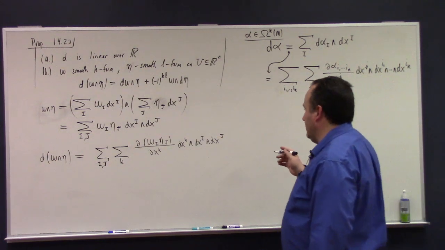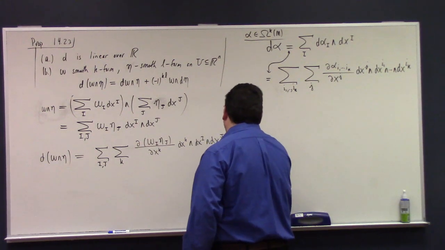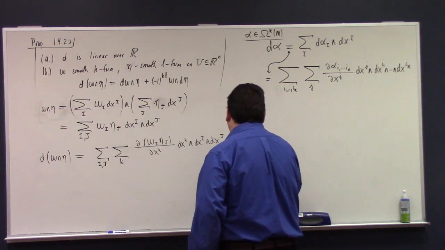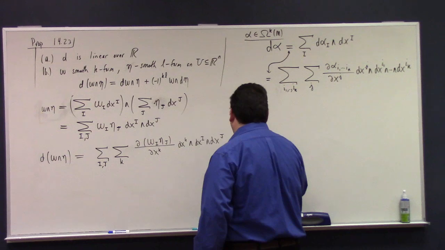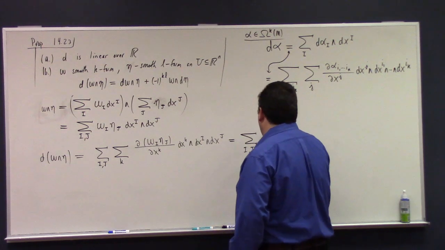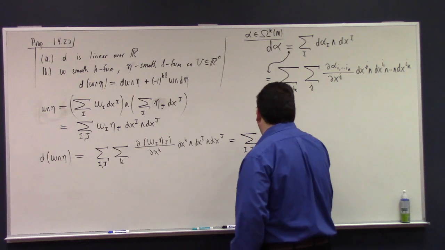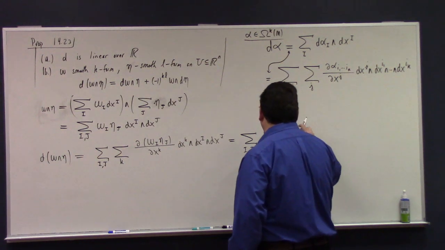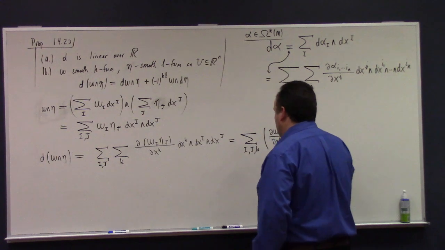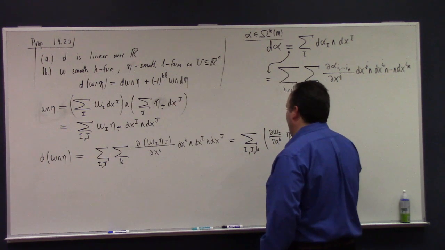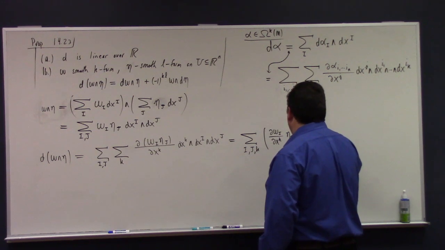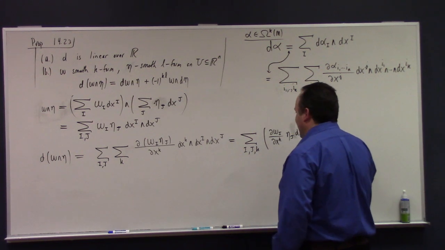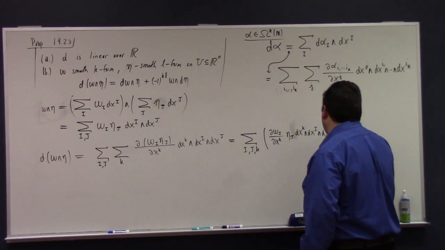Okay, so then what? Well, we've got the sum over I and j, and might as well throw k into it. And then what goes on here? Well, I've got partial omega I, partial xk, eta j. Oops, my j just went upstairs. Eta I wedge eta j.